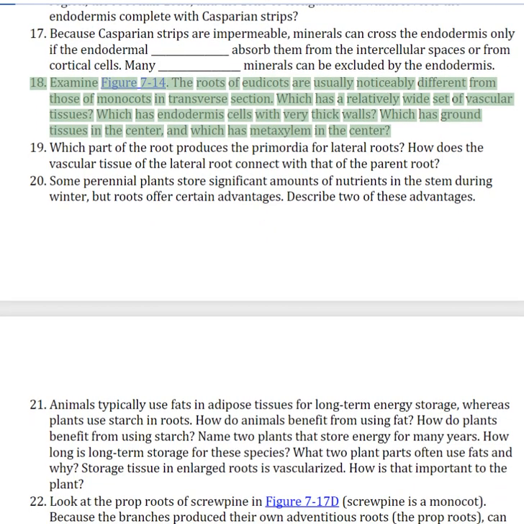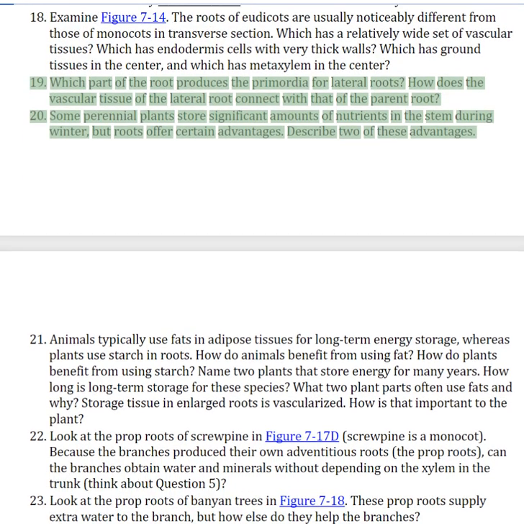18. Examine figure 7.14. The roots of eudicots are usually noticeably different from those of monocots in transverse section. Which has a relatively wide set of vascular tissues? Which has endodermis cells with very thick walls? Which has ground tissues in the center, and which has metaxylem in the center? 19. Which part of the root produces the primordia for lateral roots? How does the vascular tissue of the lateral root connect with that of the parent root?